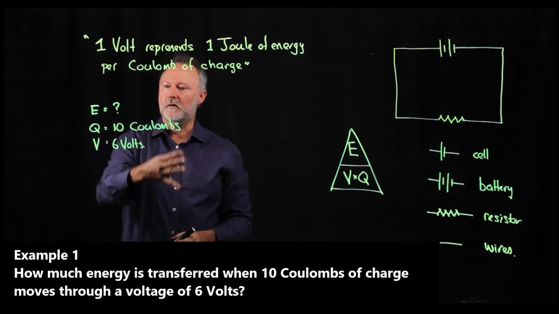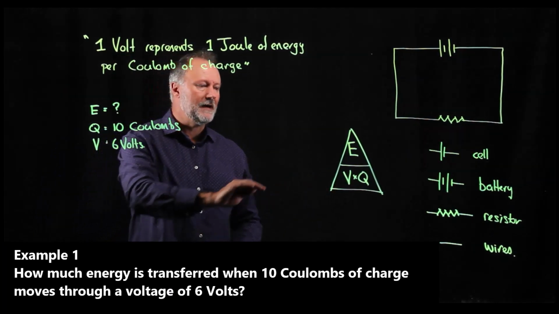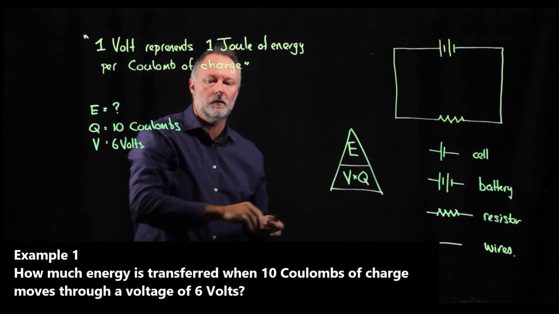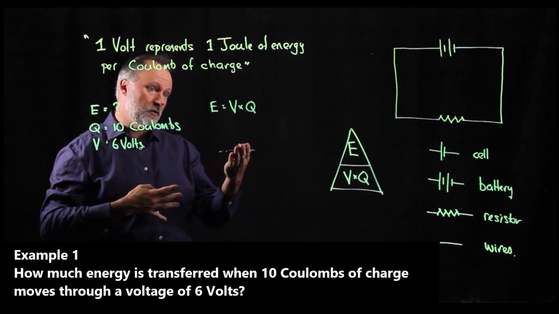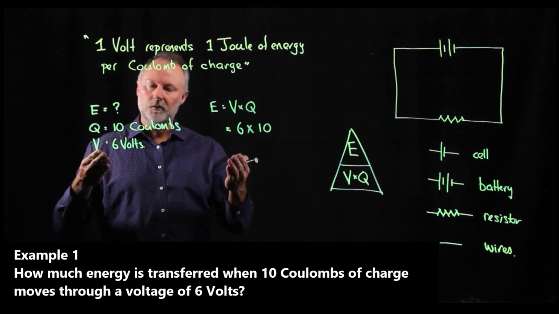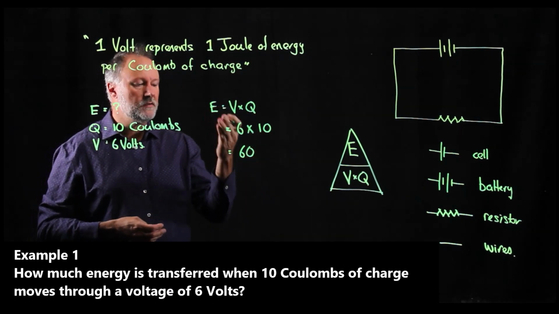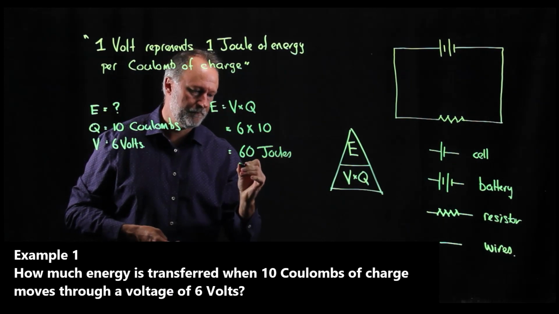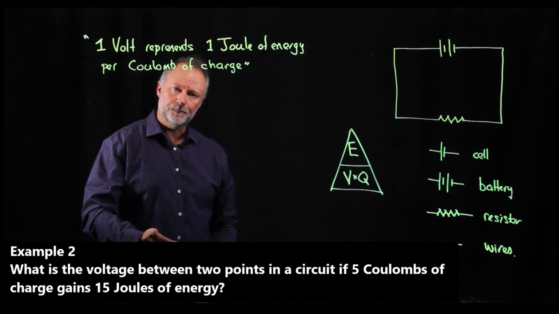So there's our variables, all written down from our question. From the physics triangle, we can cover up the E and see that E is equal to the remainder, V times Q. Now, we simply take these values and substitute them into the equation. So V is 6 volts and Q is 10 coulombs. Multiply them together, we end up with an energy of 60 joules. First question completed.